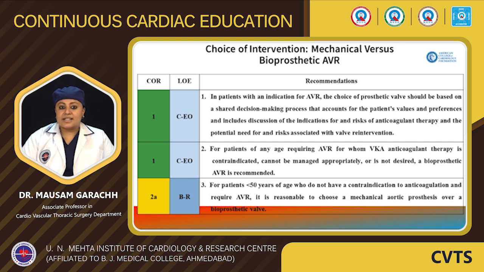Now, class of recommendation 2A and level of evidence B: for the patient less than 50 years of age who does not have any contraindication to anticoagulation and requires an AVR, it is reasonable to choose a mechanical aortic prosthesis over a bioprosthetic valve.